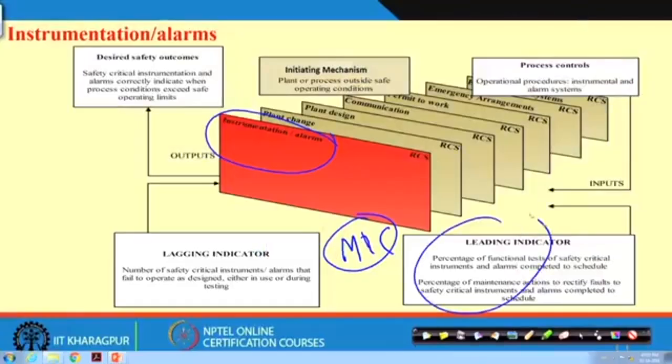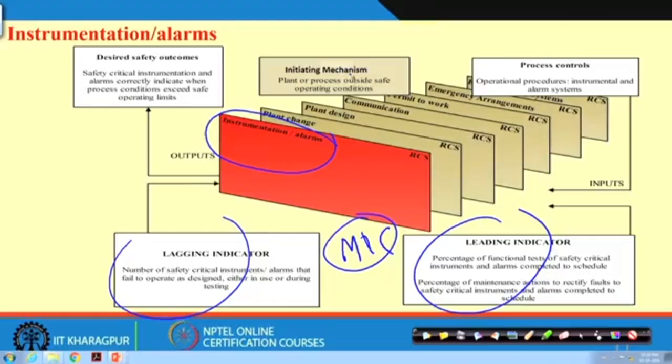The percentage of maintenance actions to rectify faults of the safety critical equipment. On the safety critical equipment, some defects are shown. How many have you completed? That is the leading indicator. So, this is for the effectiveness, and this is for the system weakness.